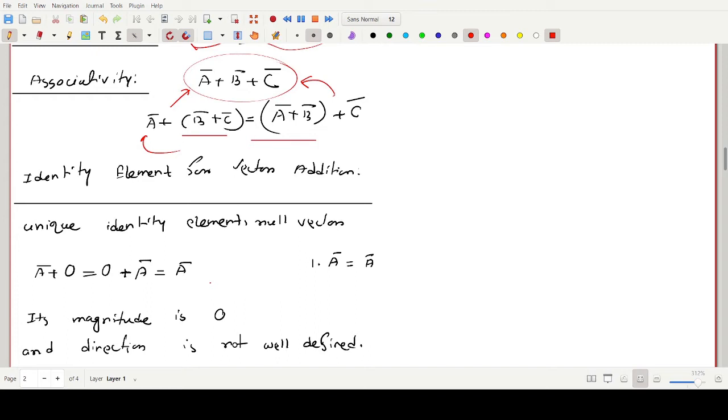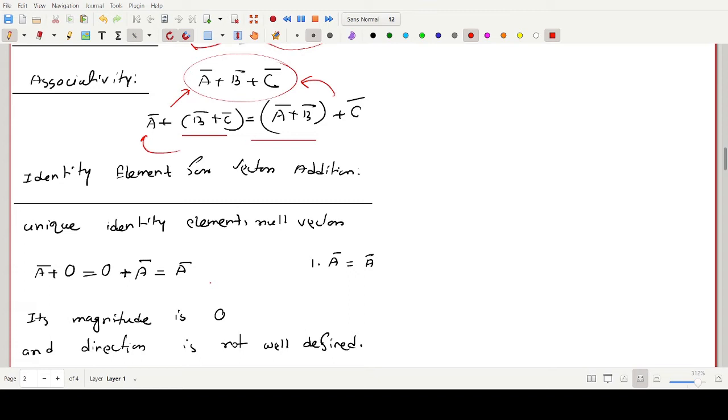And the third property is the identity element for vector addition. So what is the identity element? There is a unique identity element called the null vector, and if you add the null vector to any vector, the vector remains unchanged. So what is the definition of the null vector? Its magnitude is 0, and its direction is not well defined. So this is basically the null vector.